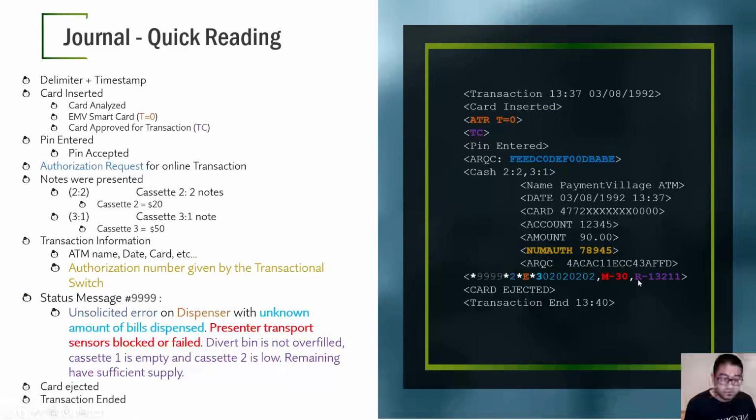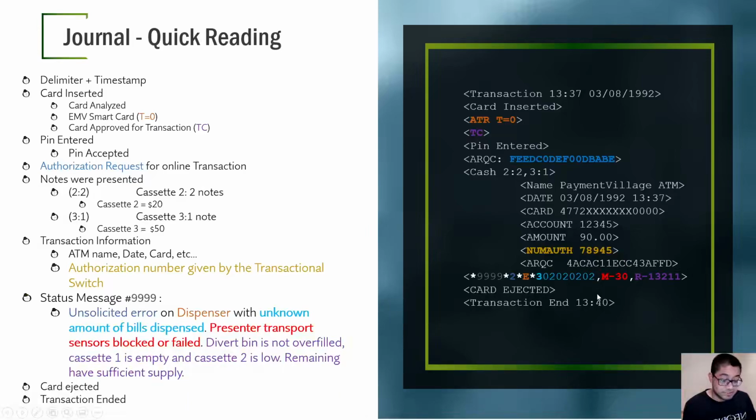And then we have that the purge bin is not overfilled, cassette 1 is empty, cassette 2 is low, and other information about the supplies that we don't care about at this moment. Here, what we will care about is where the error happens, what happened with the transaction, and what the detail of the error is. And at the end, the card was ejected and the transaction ended. But as we can see here, the transaction was fine. I mean, the card was accepted, the card analysis says that, yeah, this card can do online transactions, the notes were dispensed, this is the most important, and we have an authorization number.